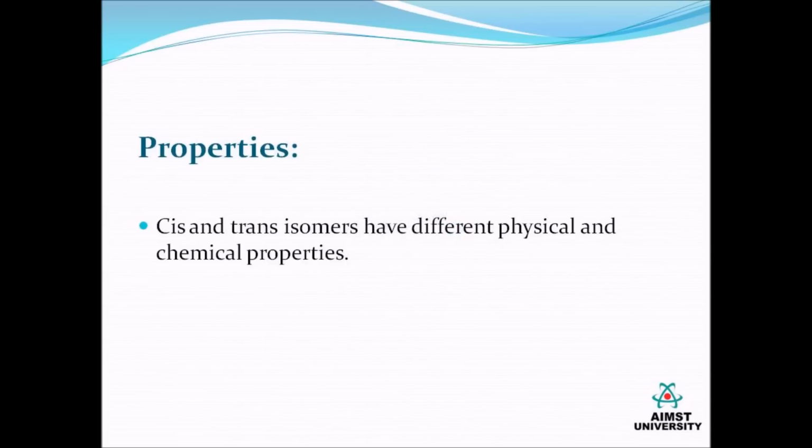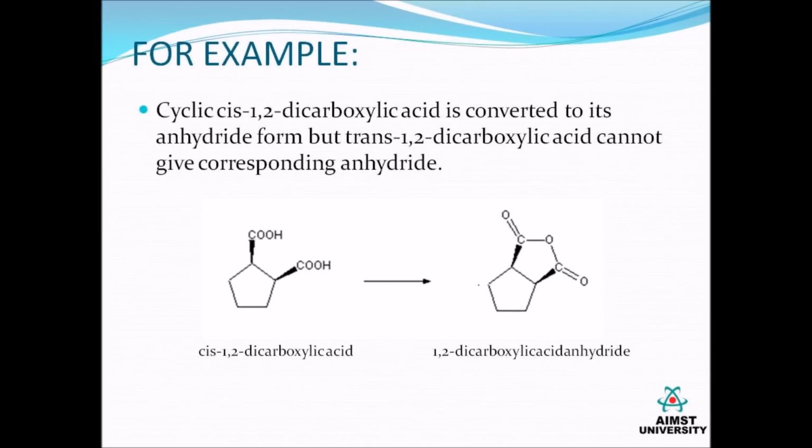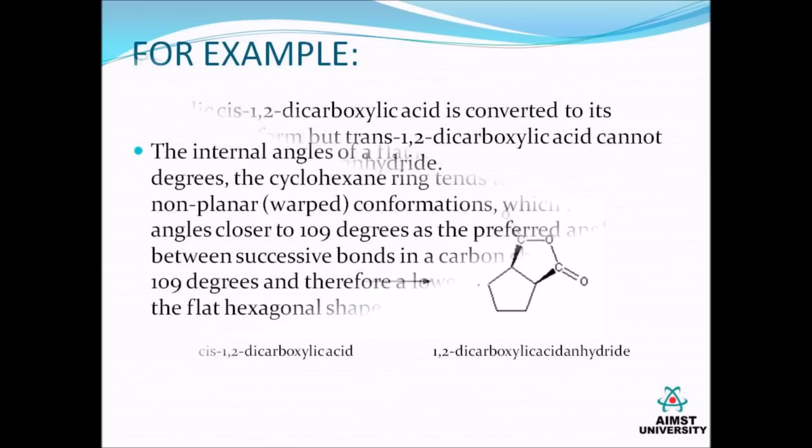Coming to the properties of isomers, cis and trans isomers have different physical and chemical properties. Let's see an example. Cyclic cis 1,2-dicarboxylic acid converts to its anhydride form, but the trans 1,2-dicarboxylic acid cannot give the corresponding anhydride. The cyclic cis 1,2-dicarboxylic acid and the cyclic trans 1,2-dicarboxylic acid have different boiling and melting points.